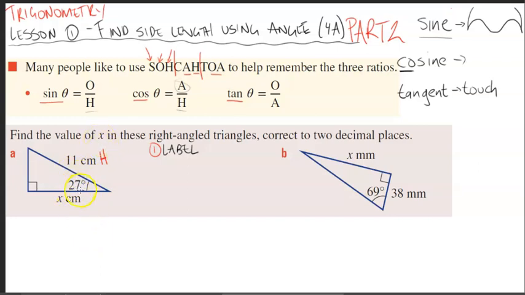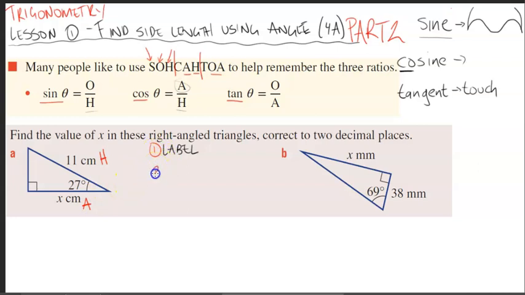Then this 27 degrees. This is the angle of, the line of interest, or the side of interest that we're trying to figure out. And this is next to the angle or adjacent to it. It is adjacent, so we're using A.